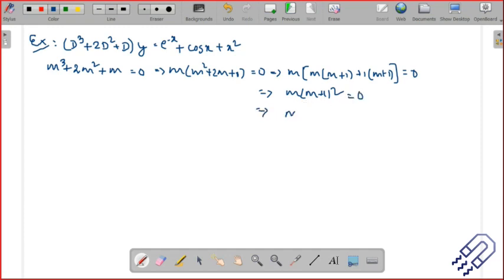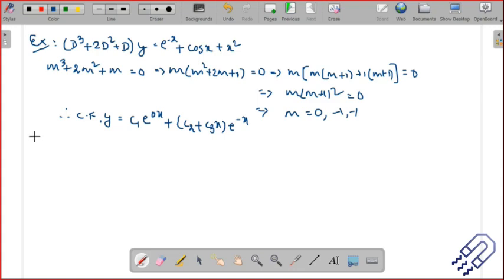So that means m will be 0, minus 1, minus 1, correct. So that means the complementary function y would be, first one is not repeated, so e to the power 0x. The second one gets repeated, so I'll just simply write it down as c2 plus c3 into x e to the power minus x. So that's my complementary function.